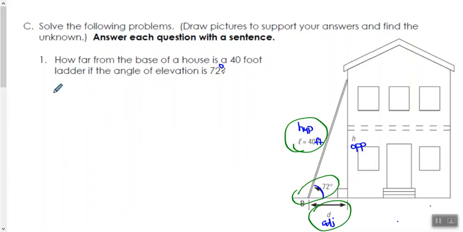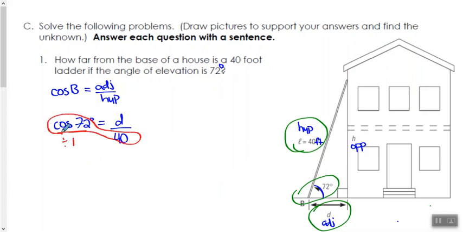So adjacent and hypotenuse, I'm using cos. So writing our ratio, cos of our angle is going to be adjacent divided by hypotenuse. Substituting in, cos of 72 is my adjacent, which is b in this case, divided by my hypotenuse, which is 40 feet. Okay, writing it as a proportion. So here's b, what I'm trying to find, so I'll divide by this one and multiply the other two. So 40 times cos of 72 divided by 1.